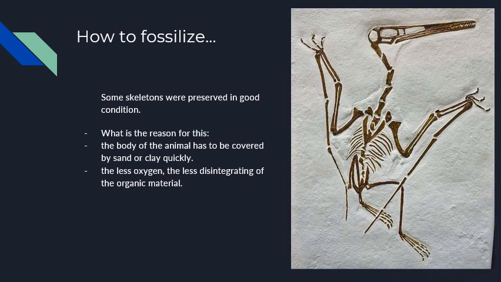Well, the question is how to fossilize, because some skeletons were preserved in a very good condition. If you look at the fossil of this dinosaur, you might notice that you can see every bone it's got. But what is the reason for this? Well, the body of the animal has to be covered by sand or clay very quickly, so that there is less oxygen around it, and that means that the organic material disintegrates less. It does not fall apart.